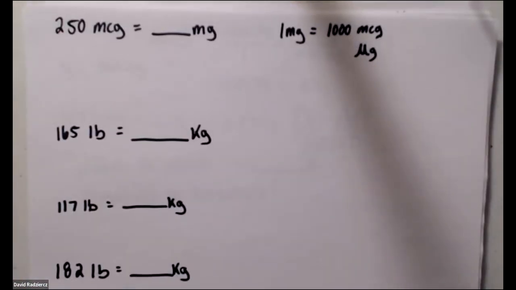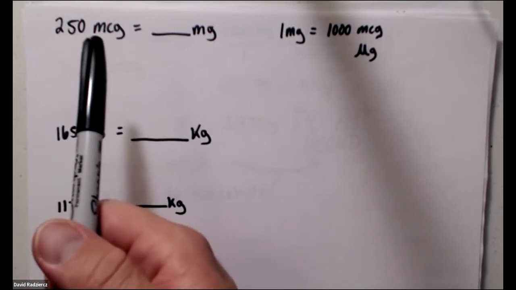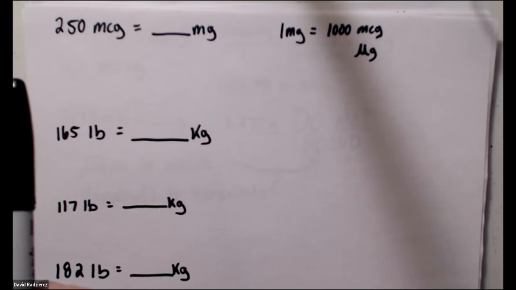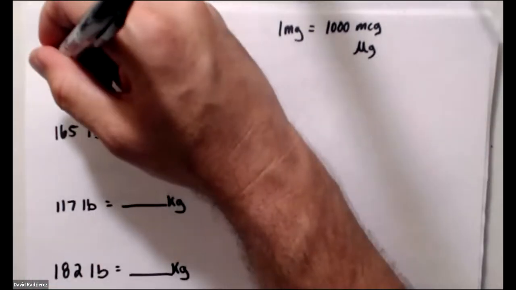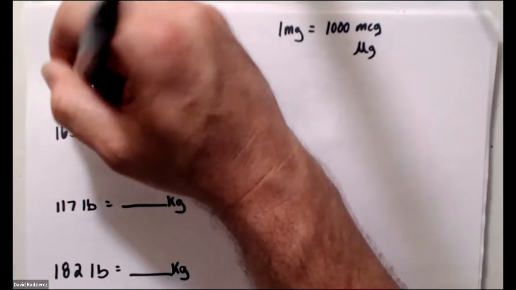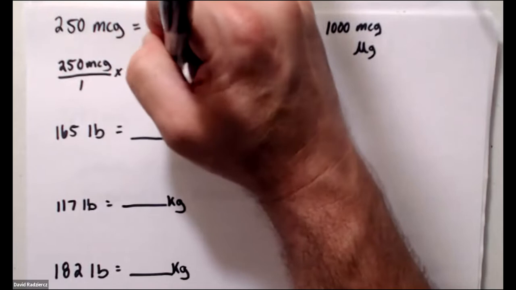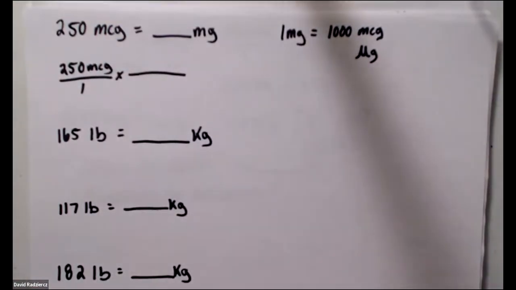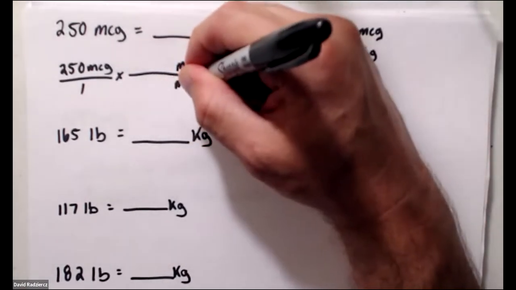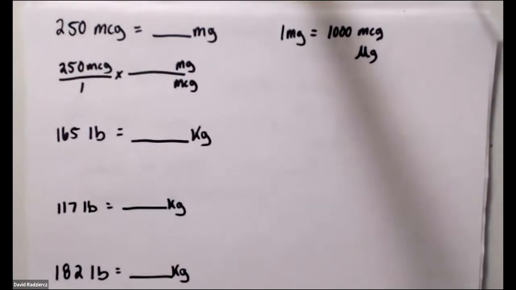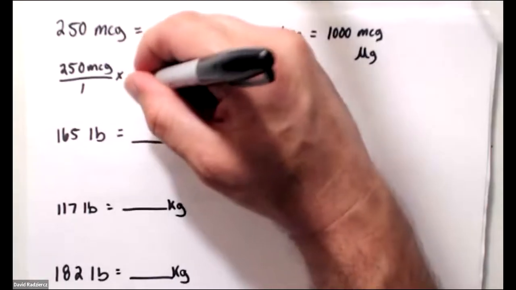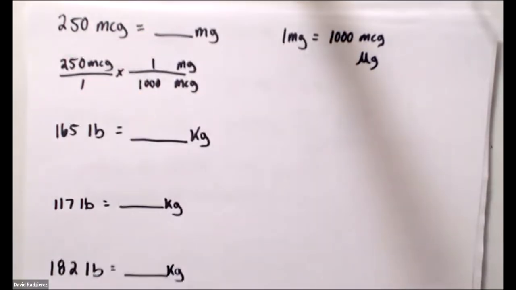All right, so I can do this one of two ways. I can move my decimal 3 to the left if I want to do it that way. And if you don't feel comfortable doing it that way, you can just write it out as a conversion, 250 micrograms. What do I want? Well, I want milligrams. And then I'm trying to get rid of micrograms. And do I have a way to convert milligrams and micrograms? I do. 1,000 micrograms and 1 milligram.